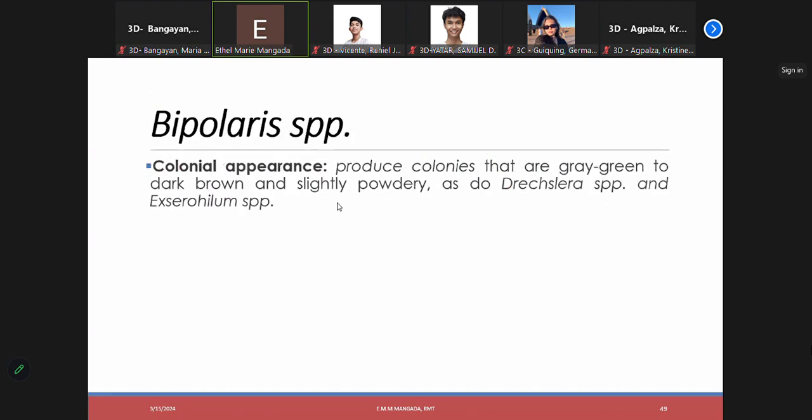So, we also have your Bipolaris. Okay? Same then, dark, brown and slightly powdery colonies. Similar with your Drechslera and your Exserohilum. Okay? So, they are also causing phaeohyphomycosis.